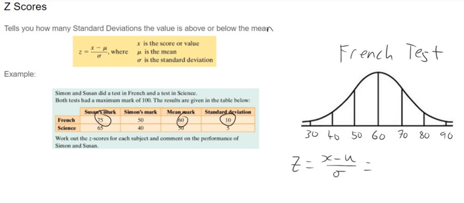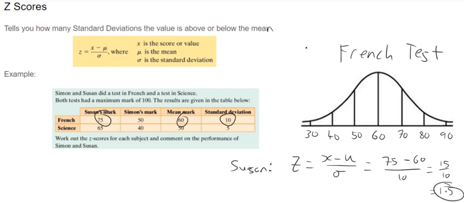So in this case it's going to be 75. This is Susan now. So for Susan, 75 minus the mean, which is 60, over the standard deviation, which is 10. So we get 15 over 10, which is the same as 1.5. So that means that she's 1.5 standard deviations above the mean. So we got a positive number.